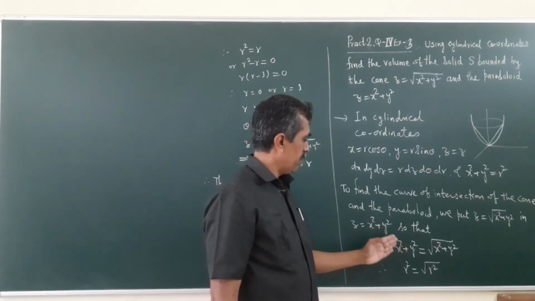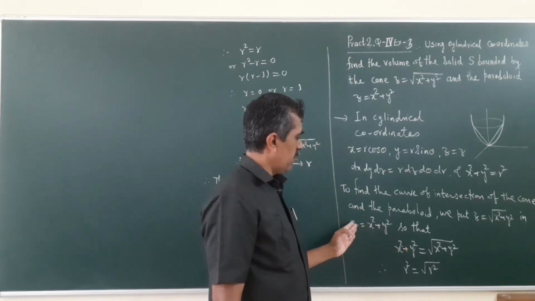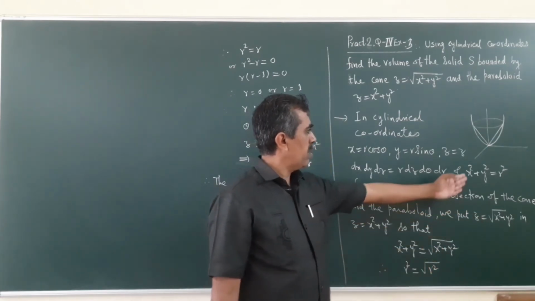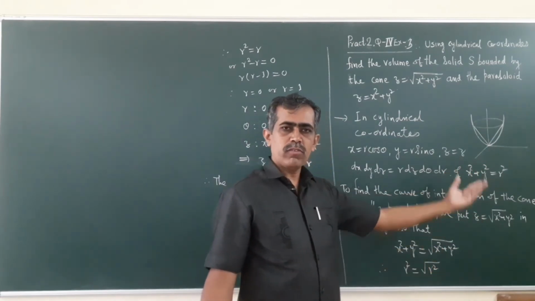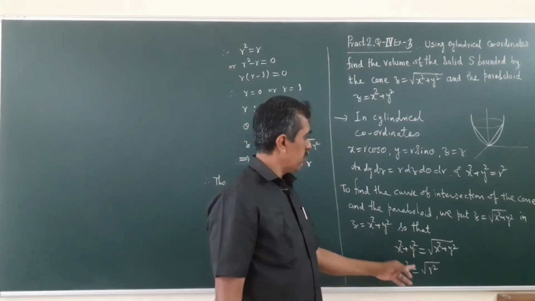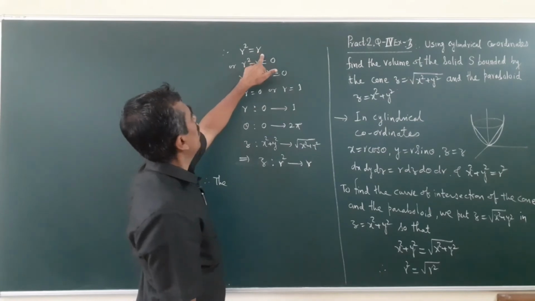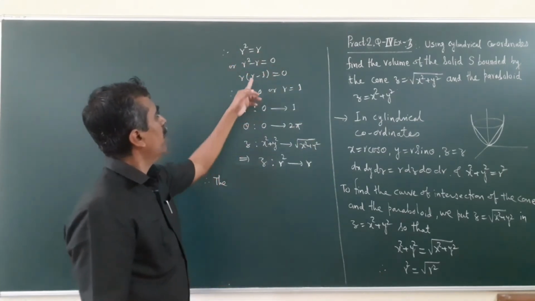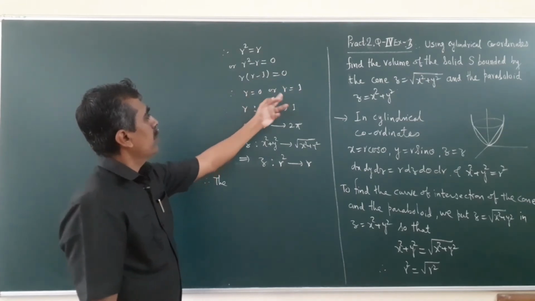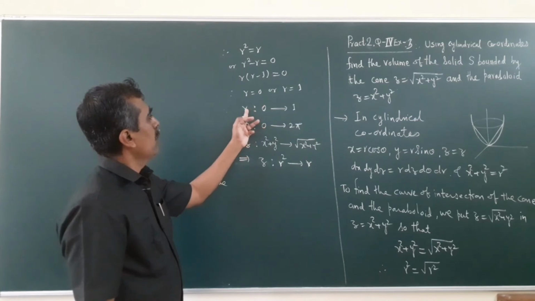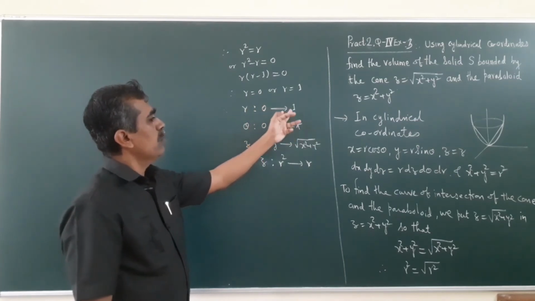So x square plus y square is z, but we put z as root of x square plus y square, and in cylindrical coordinates x square plus y square is r square. So r square is equal to root of r square, therefore r square is equal to r. Take r to this side: r square minus r is 0, so r into (r minus 1) is 0. Therefore r is equal to 0 or r is equal to 1. Now the limits of r run from 0 to 1.